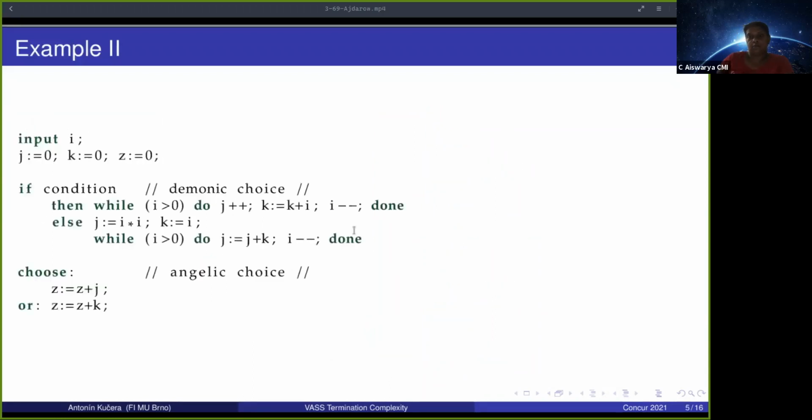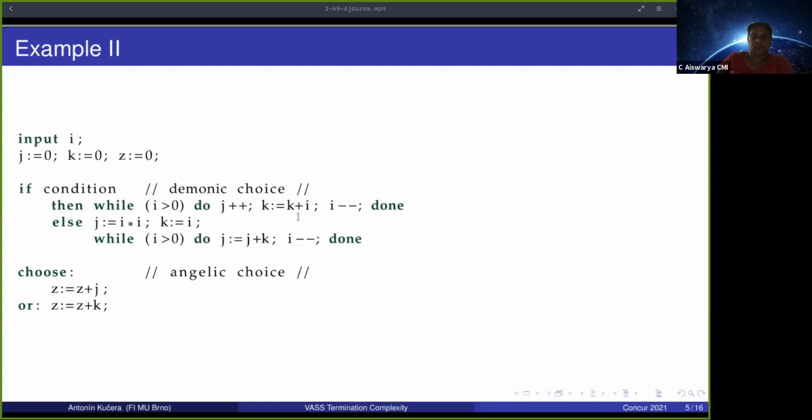Our next example illustrates the use of angelic control states. So our program again starts by inputting a non-negative integer value n, and then there are three other variables that are set to 0 initially. Then the program executes some if statement. The condition is actually not so important because in the end it will again be modeled by a demonic choice in the VAS model. And depending on this condition, the program continues by executing one of the two branches.